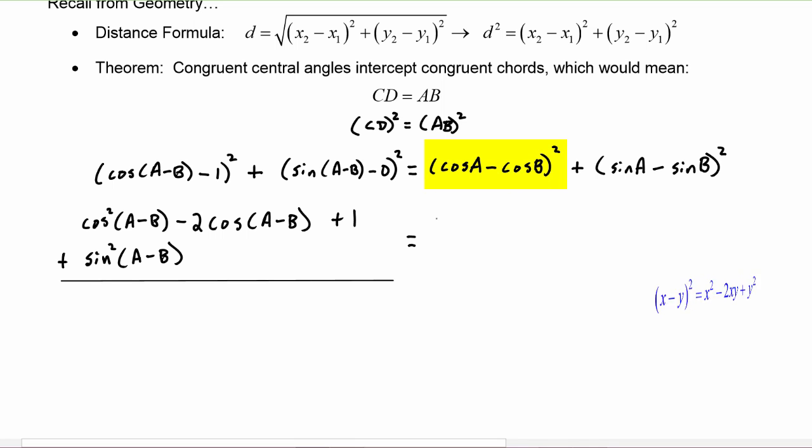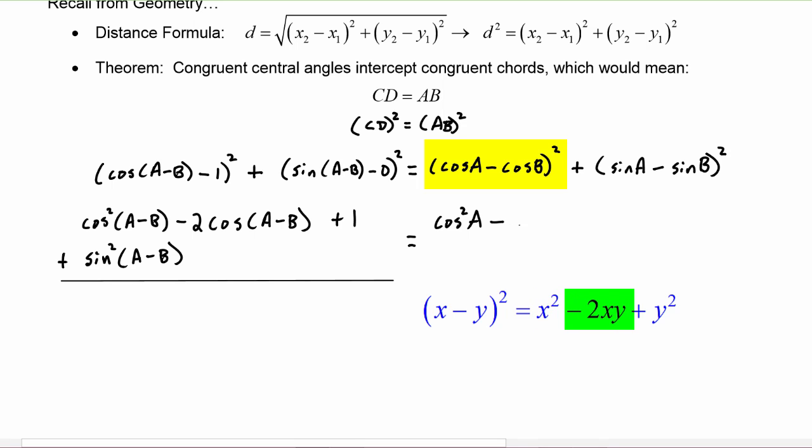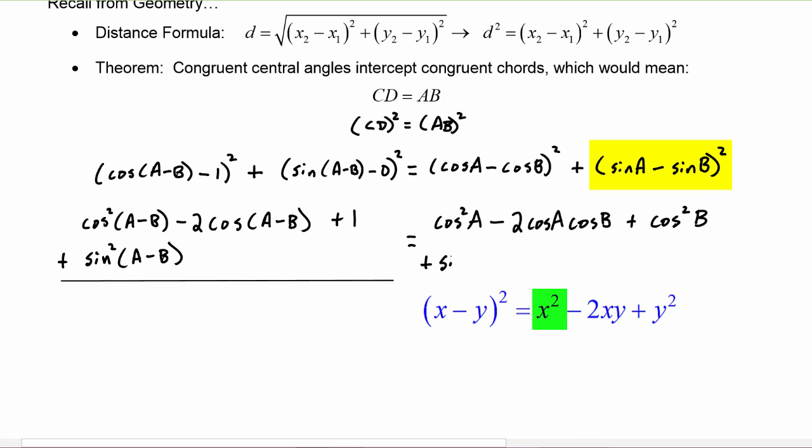So this is going to become cosine squared of A minus, we have to double the product, 2 cosine A cosine B plus cosine squared of B. Plus, we have to square this binomial, so we're going to get sine squared of A minus 2 sine of A sine B plus sine squared B.